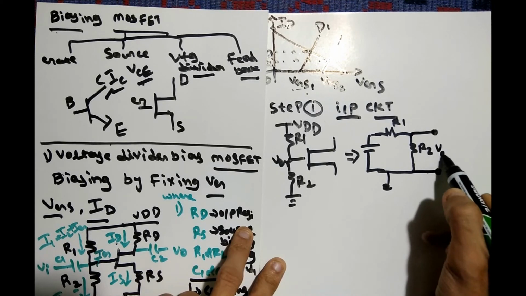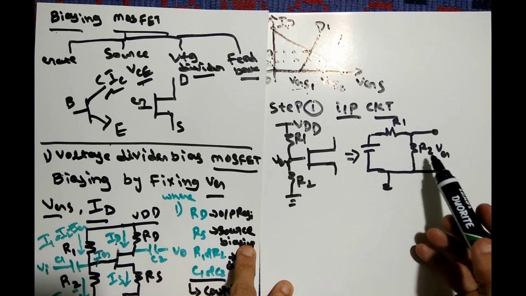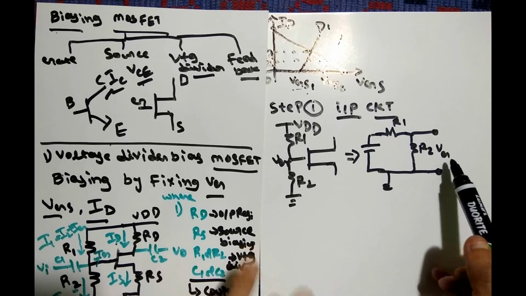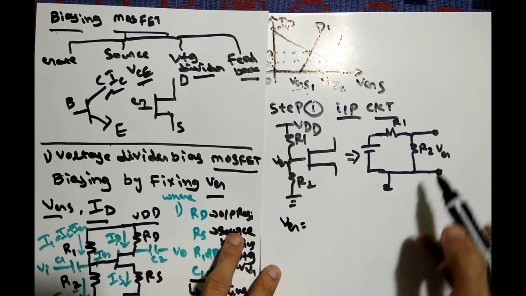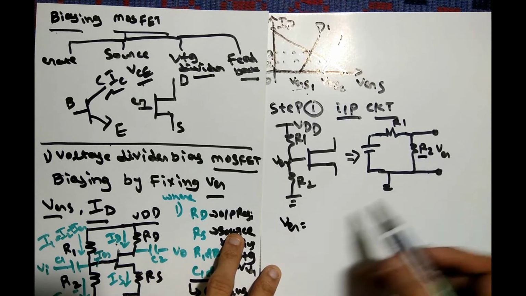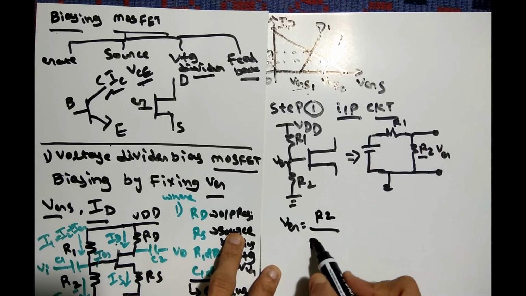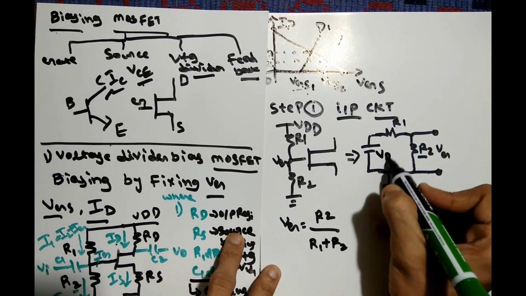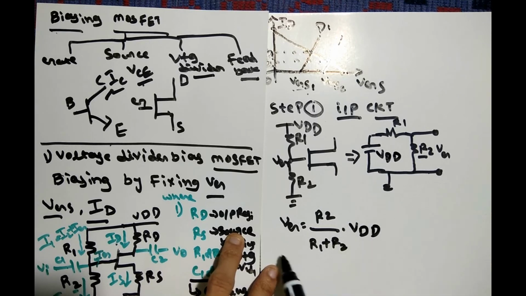Or we can call this voltage, when you are doing the equivalent circuit, we can calculate what is the R1 R2 equivalent resistance and what is the equivalent voltage. So VG, we can easily take that VG is equal to, we are taking with respect to the R2 resistance, R2 divided by the total resistance R1 plus R2, and the source is known as VDD, so it is multiplied with the VDD. This is how the VG can be calculated.